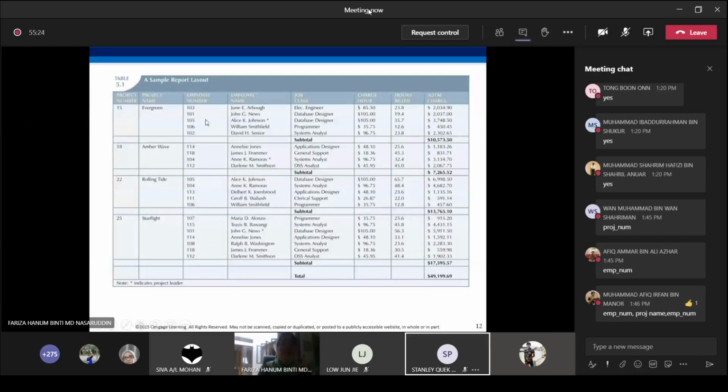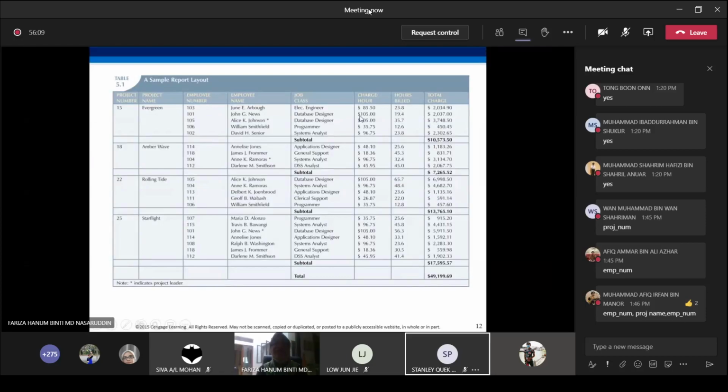Okay, and then you will see that an employee can work in more than one project. Employee Alice is here, and Alice is also working in this particular project. And for Alice, every time she works, she is always a database designer. Because from this data, you will know the rule is that Alice always works as a database designer. Let's see if there is anybody else. 101, John also works in 2 different projects. Every time, John is also a database designer.